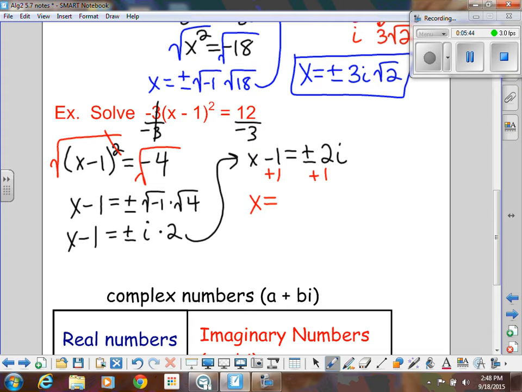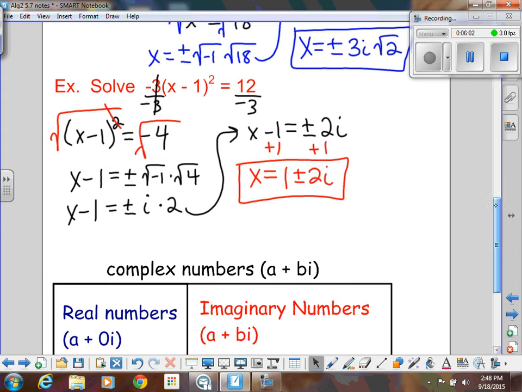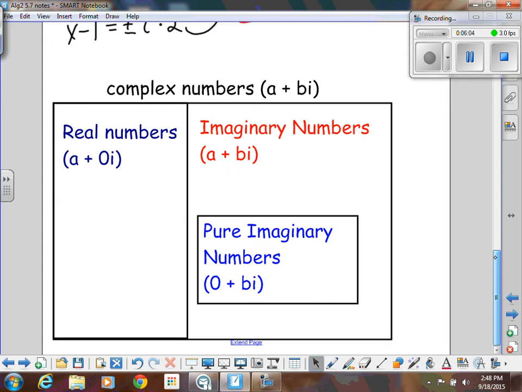Here's how we write it. I'm going to write the plain old number first. I'm going to write the 1 first, and then I'm going to do plus or minus 2i. And that's okay to leave it like that. Okay, those are our two answers. So that's solving using i and how we use i to keep going in our equations. Now let's talk about just what is i and what does that mean for us.